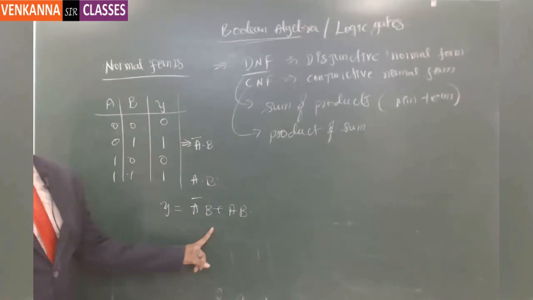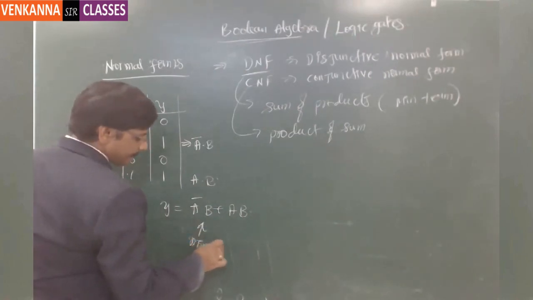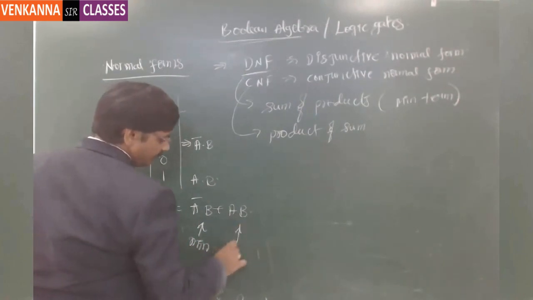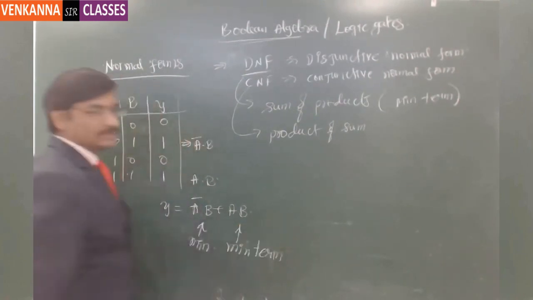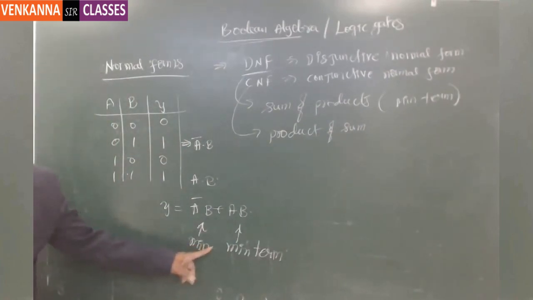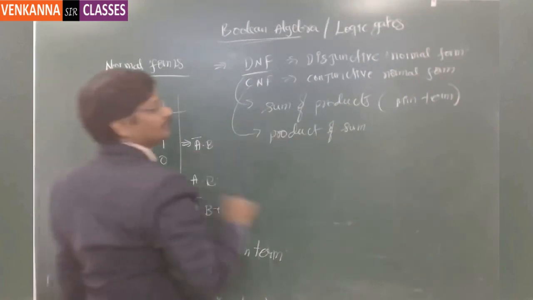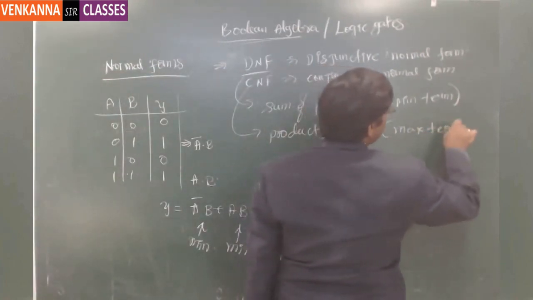Got it? So this is one min term and this is one min term. Min term means minimum term. That is the meaning of it. Minimum term, so min term. And for product of sums, the max terms are used.